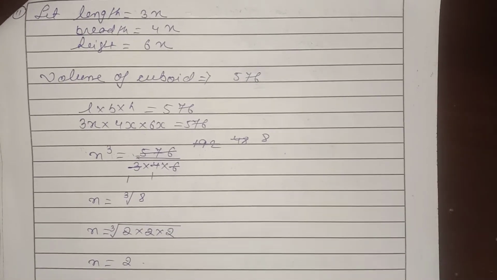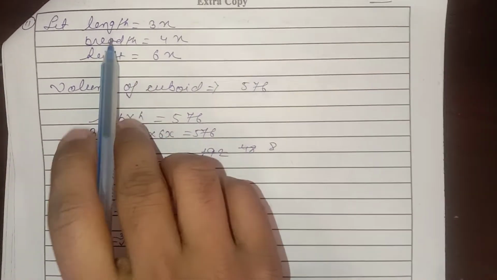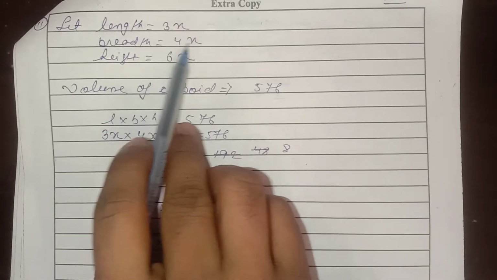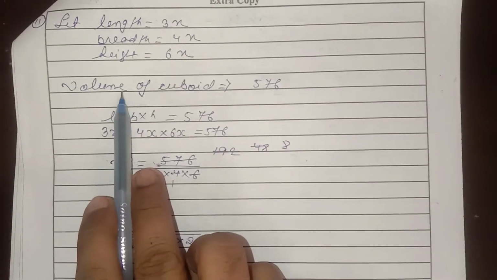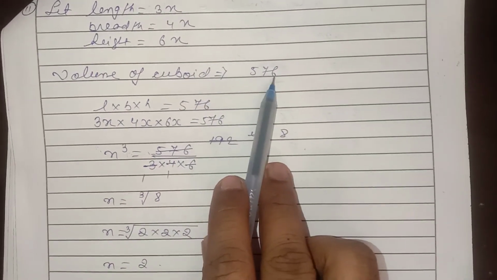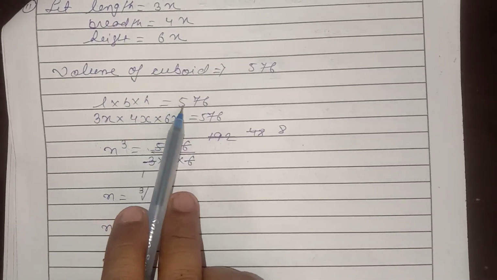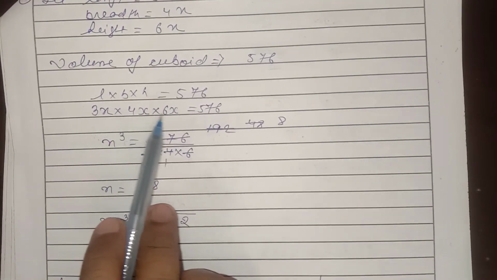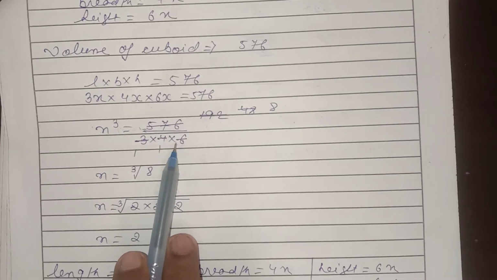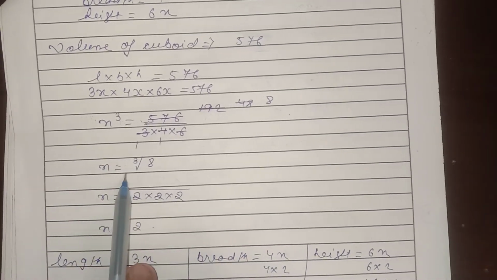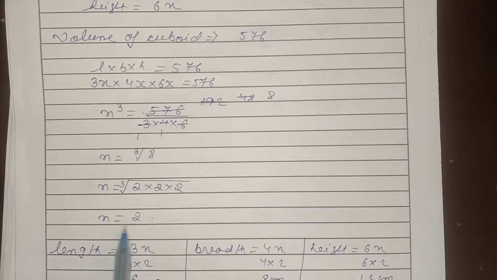In question number 11, we have been given a ratio. So length 3x, breadth 4x, height 6x. And as given, volume equals 576. So L into B into h equals 576. Whatever numbers are multiplying, you divide to the other side and it is a cube, so write the cube root of that. You will get the value of x as 2.